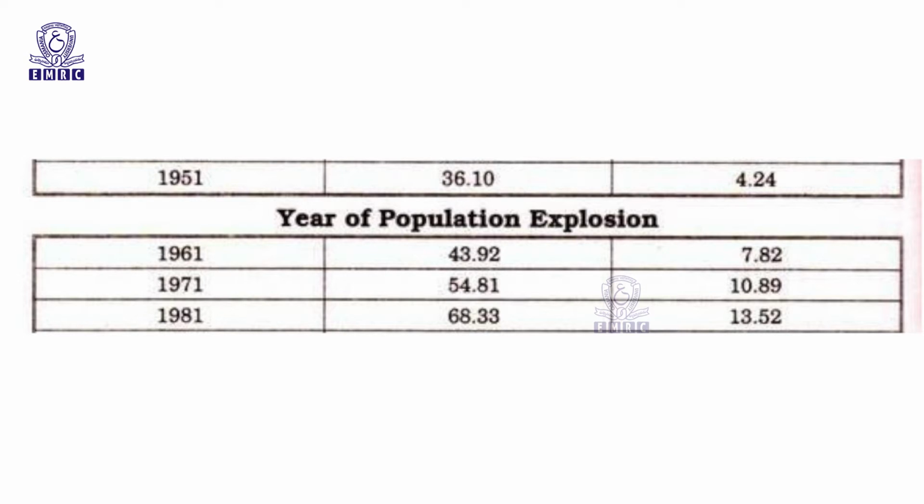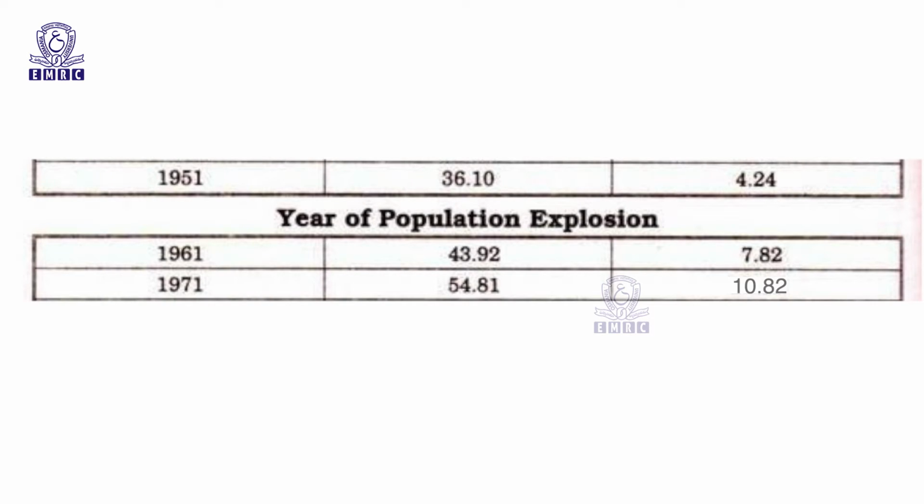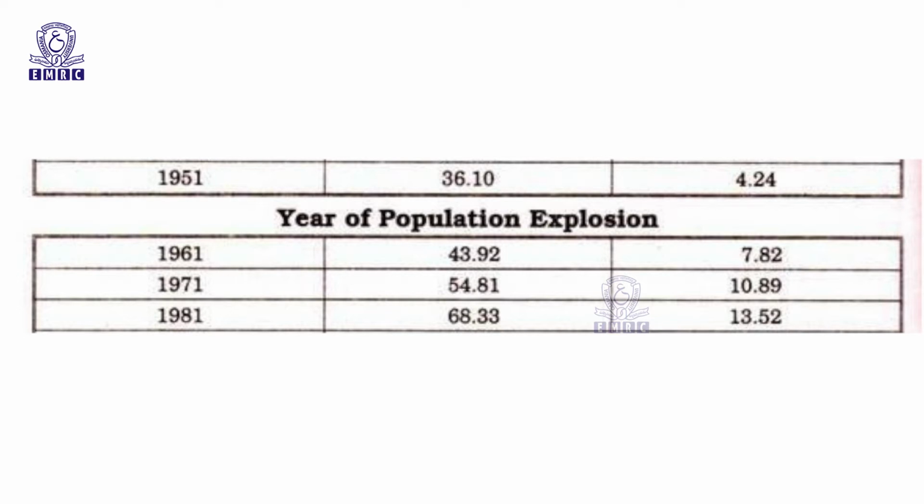The period of population explosion is the third phase, which is between 1951 and 1981. 1951 to 61, in this particular decade, population increased rapidly. It is called the period of population explosion. Population increased by 7.82 crores. Between 1961 and 71, population recorded an increase of 10.82 crores. Between 1971 and 81, population increased by 13.5 crores.